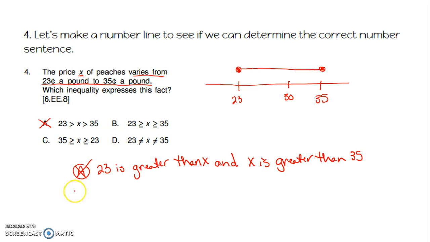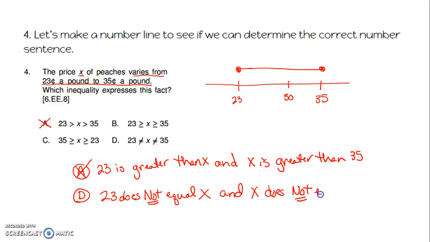I'm going to look at D also. I'm going to just talk about the two that don't make sense at all, and then you'll have to decipher B and C, which one would be. But D doesn't make any sense at all. It says 23 does not equal X, and X does not equal 35. Well, I'll tell you what.